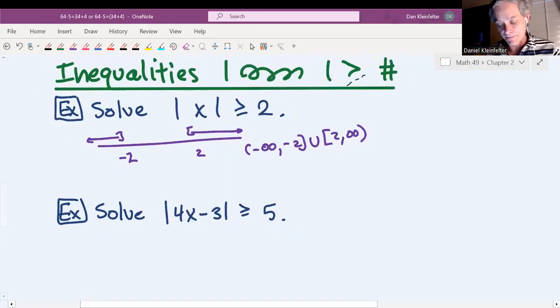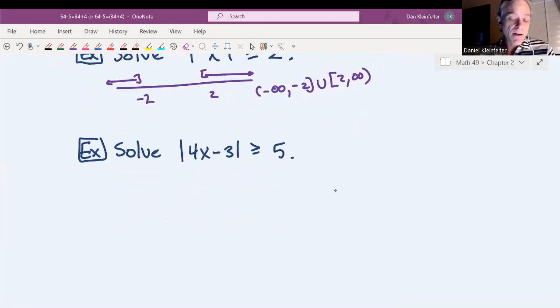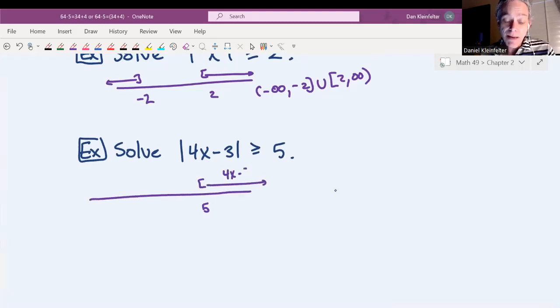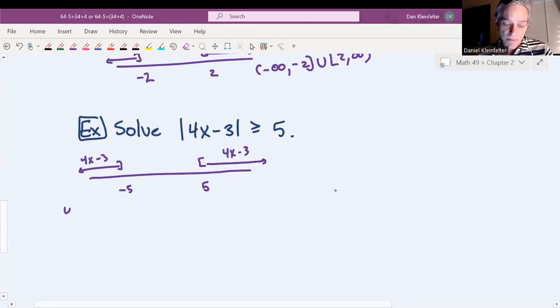Okay, let's try that again. Okay, 4x minus 3 in absolute value is greater than or equal to 5. So that says that 4x minus 3's distance from 0 has got to be at least 5. So maybe 4x minus 3 is bigger than 5. Or maybe 4x minus 3 is less than or equal to -5. So this gives us two inequalities to solve.